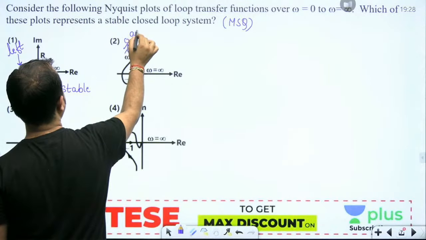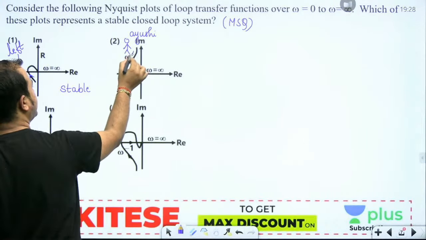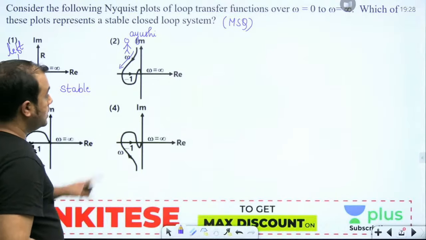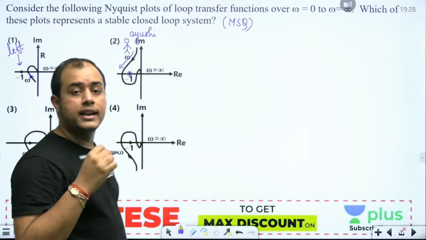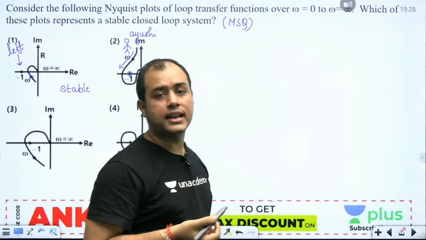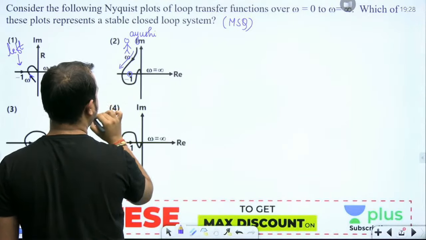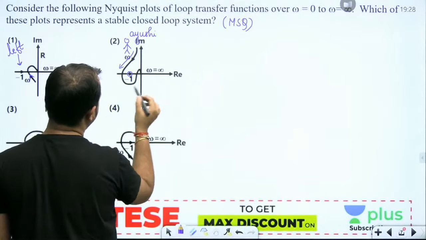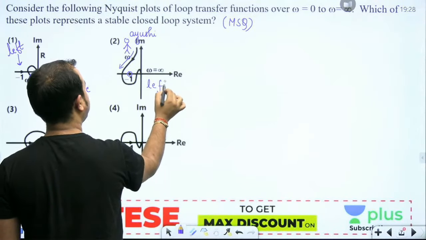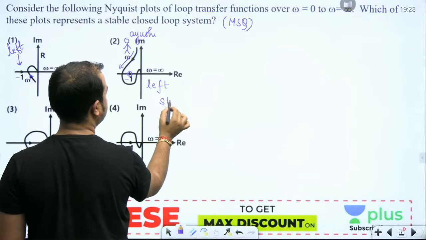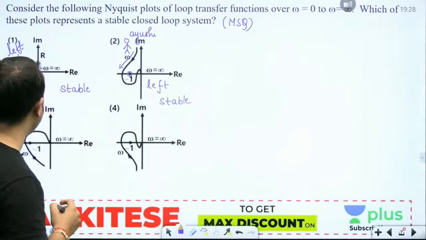Now suppose this is Ayushi, she is walking like this. Now, this -1 point is lying to the left or the right? If I am walking like this, it lies to the left. So again, it is stable. It is also stable.